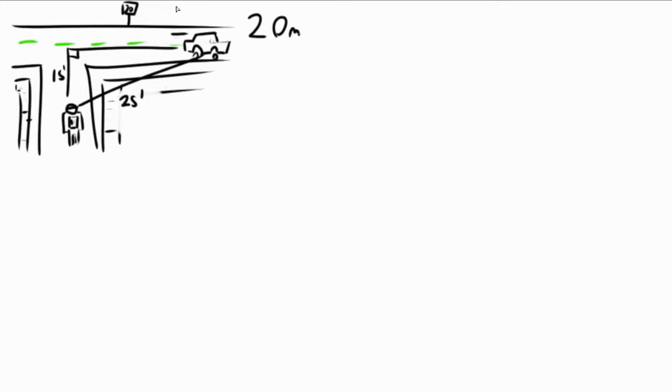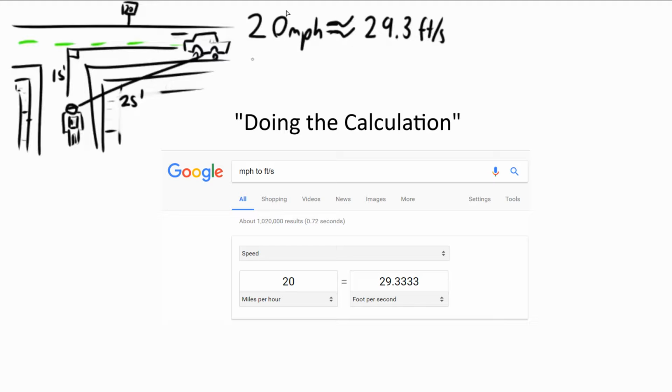So, let's begin. Here's the street, here's the kid, and here's the car. Now let's draw the angle between them. There we go. So I'm going to say it's about 15 feet from the kid to the street, and from the kid to the car is about 25 feet. The speed limit on the street is about 20 miles an hour, which I'll do the calculation for you, is about 29.3 feet per second.